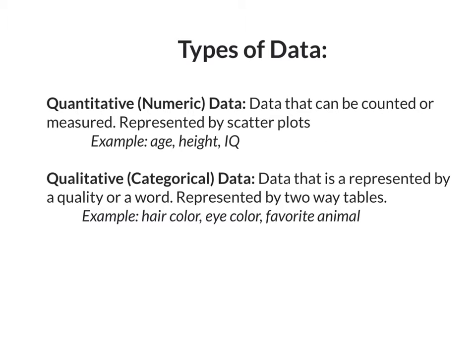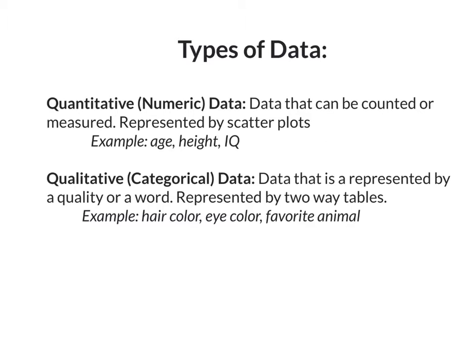Examples of quantitative data would be age, height, IQ, because those are all things that when we measure them are measured with a number. Your age, you're 14 years old. Your height, you're 64 inches tall. Your IQ, obviously off the charts, 172. So all measured by a number.